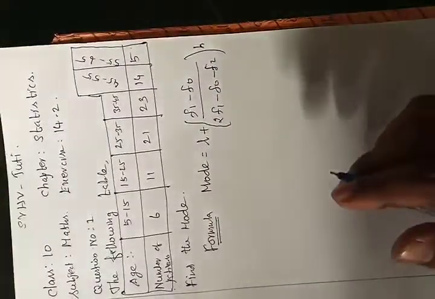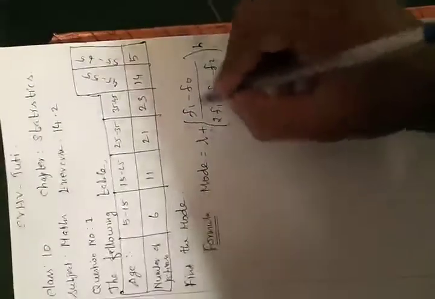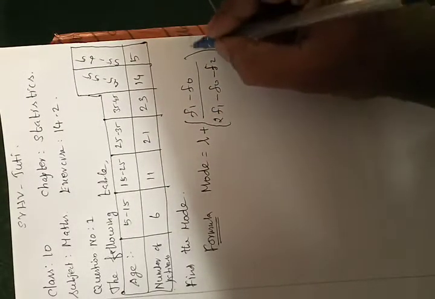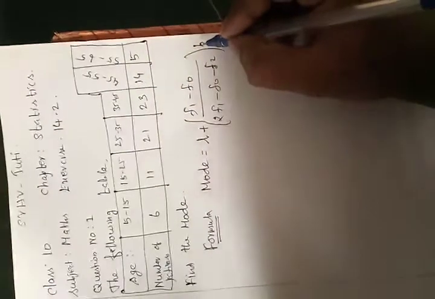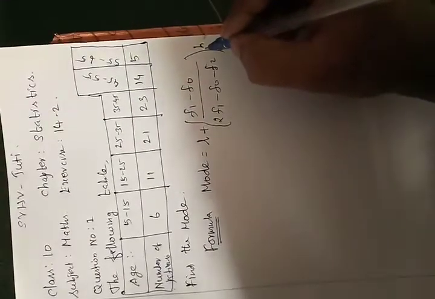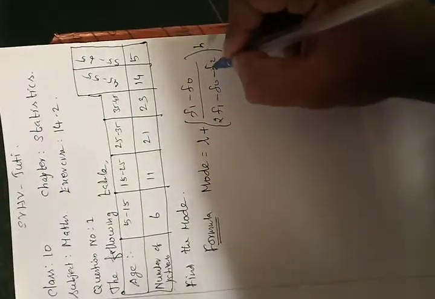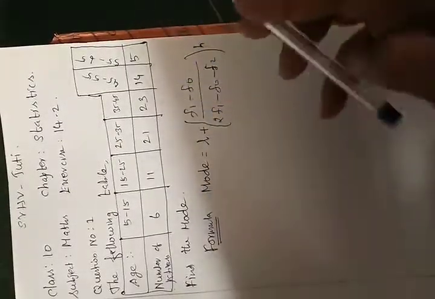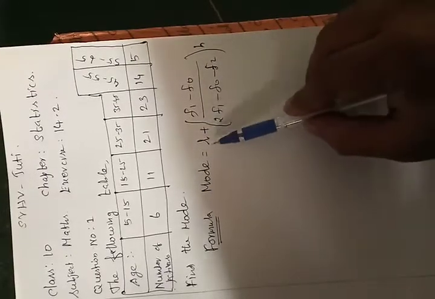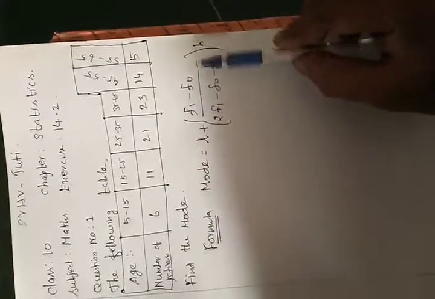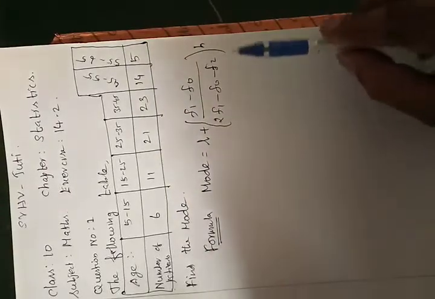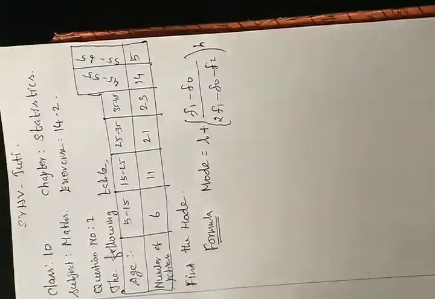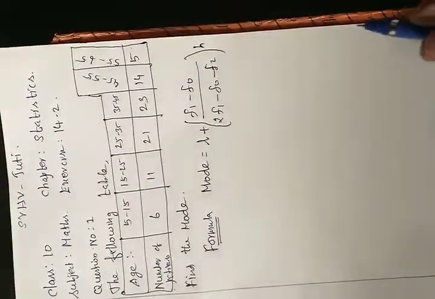From the data we can calculate the value of L, the value of f naught, the value of f1, the value of f2, and then the size value. We calculate all these first, then substitute in the formula and we get the result. Once again, the formula: mode is equal to L plus f1 minus f naught divided by 2 f1 minus f naught minus f2, into h. Understand?